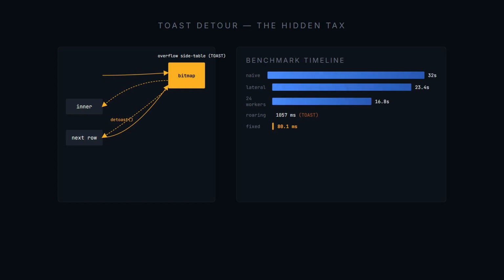The explain plan shows every toasted bitmap being detoasted at the wrong moment. The fix is a shift by 0 no-op that forces the planner to defer detoasting. 80.1 milliseconds, 400 times faster than naive, 25 times under the 2-second budget.